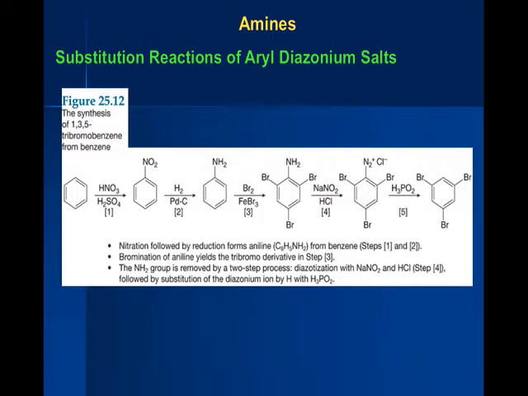Now I've got to figure out how to get rid of this amino group. So I'm going to diazotize it using sodium nitrite and HCl. I just made the diazo salt. And now I reduce it with this molecule. This is called hypophosphorus acid. It is a good hydride donor. And it works really well in this reaction. And the hydrogen replaces the nitrogen of the diazo compound, and you end up with the final product.